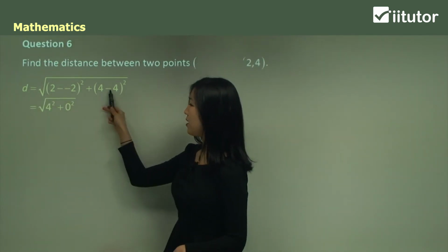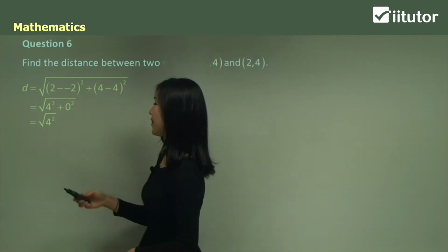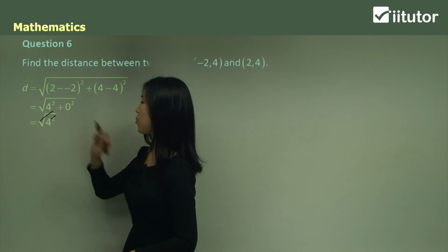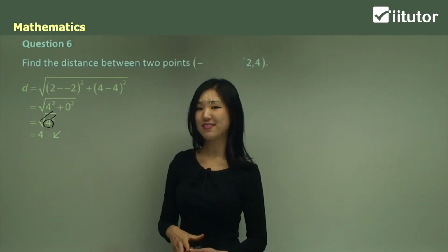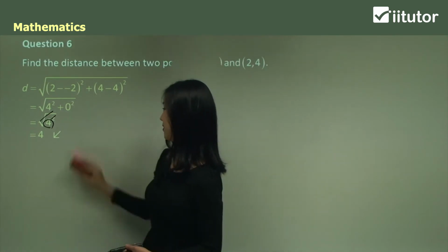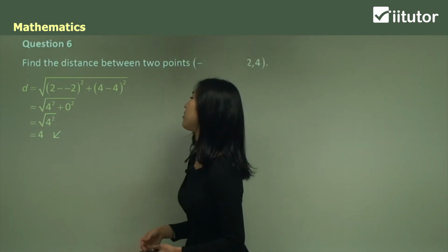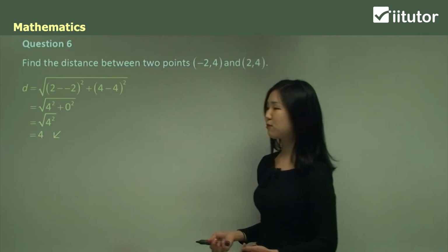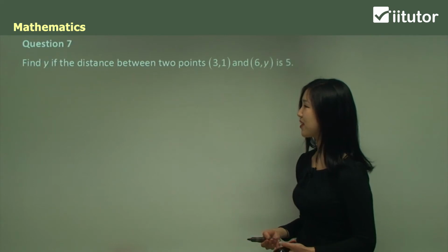So 4 squared and 0 squared. Now 0 squared is nothing, we just have 4 squared left. And again, the square root and the square cancel, we just have the 4 left over. So 4 units is the distance between those 2 points. Get the idea? It's very repetitive. That's all there is, just applying the formula. So probably you've already memorized the formula by now anyway.